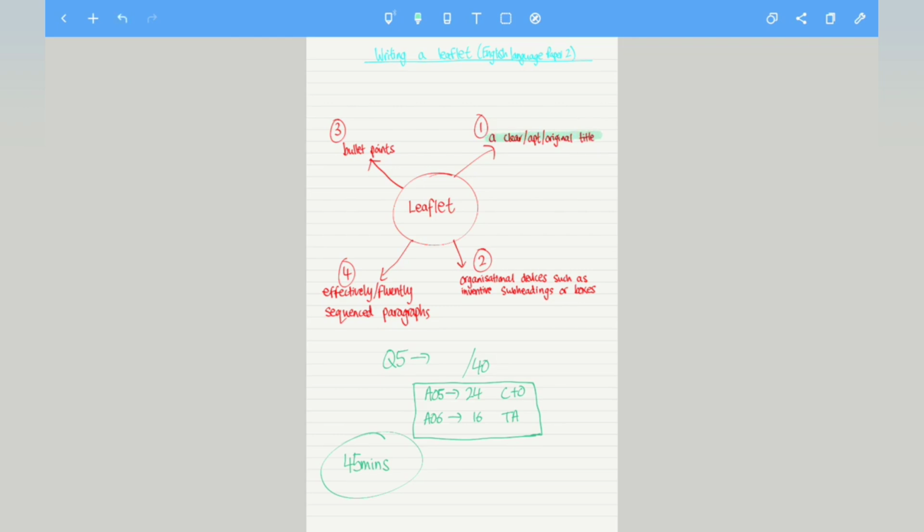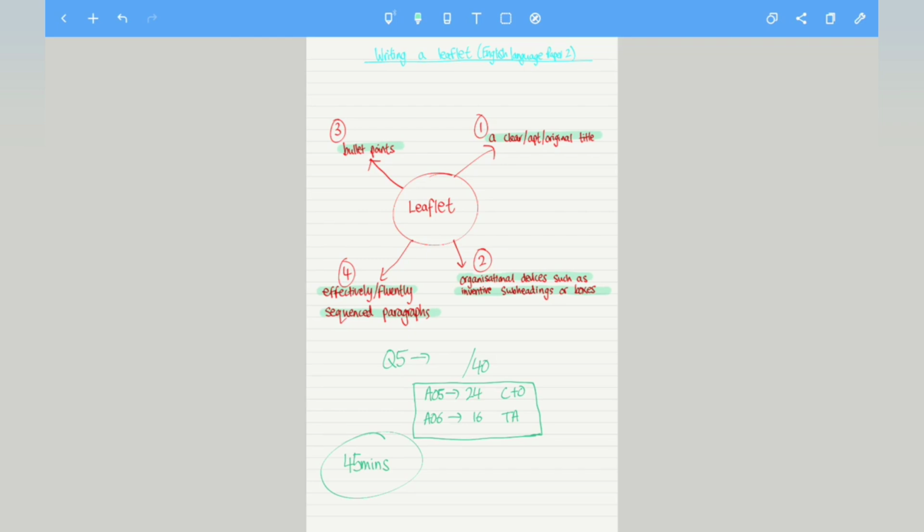That's number one. Number two is organizational devices such as inventive subheadings or boxes. Number three is to include bullet points. Number four is to include effectively fluently sequenced paragraphs. So when you are planning the question, you need to make sure each paragraph flows from one to another.